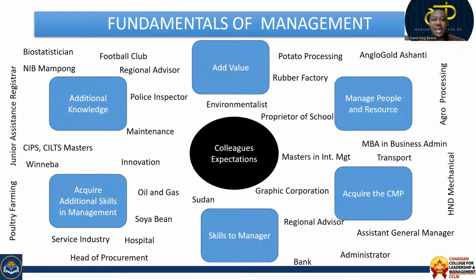I had biostatistician, football club, NIB, Mampong, regional advisor, police inspector, junior assistant registrar, poultry farming, Winneba, sales, masters, innovation, maintenance, oil and gas, Sudan, soya beans, service industry, hospital, head of procurement. I had bank, administrator, assistant general manager, regional advisor, graphic corporation, HND mechanical, agro processing, MBA in business administration. I had transport, masters in international management, proprietor of school, environmentalist, rubber factory, potato processing, AngloGold Ashanti.